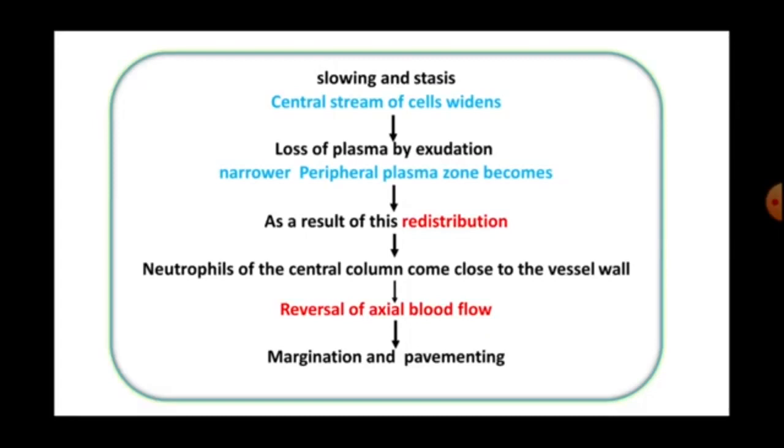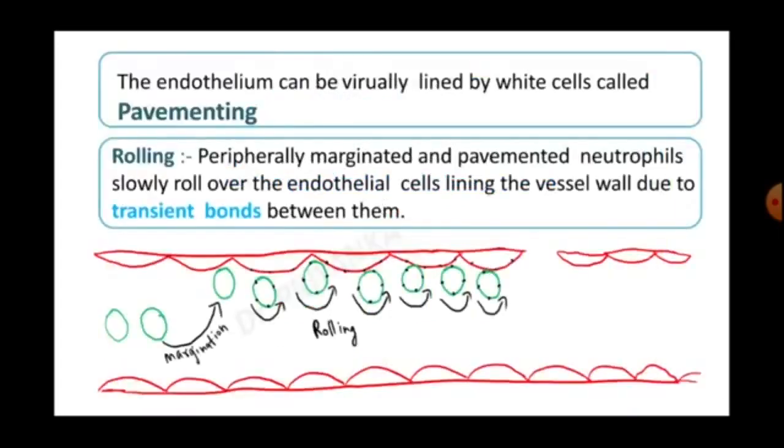As a result of this, redistribution occurs. Then neutrophils of the central column come close to the vessel wall. Then reversal of the axial blood flow. After that, margination and pavementing happen. The endothelium can be lined by white cells, called pavementing. Rolling: peripherally marginated and pavemented neutrophils slowly roll over the endothelial cells lining the vessel wall due to transient bonds between them.